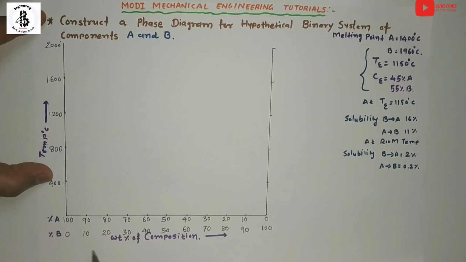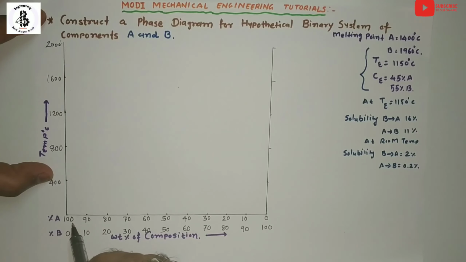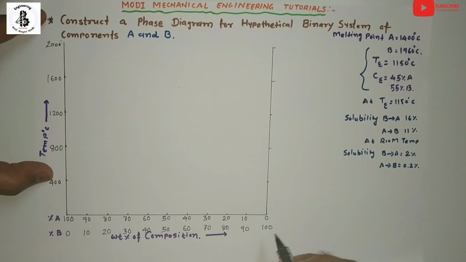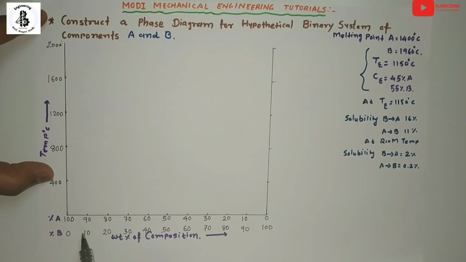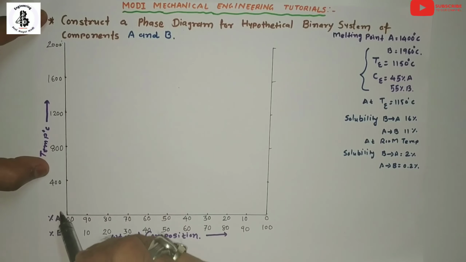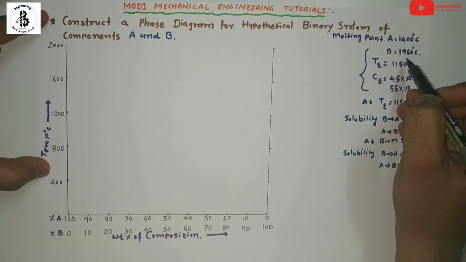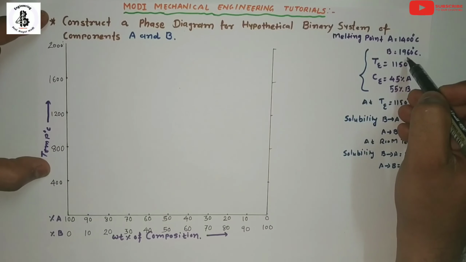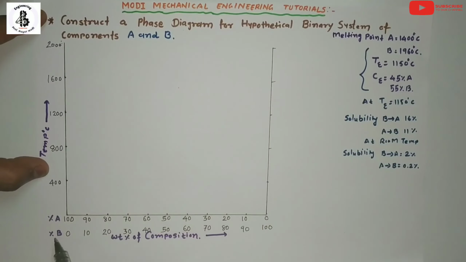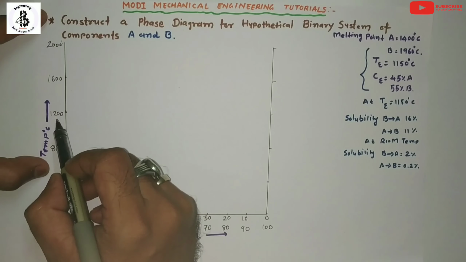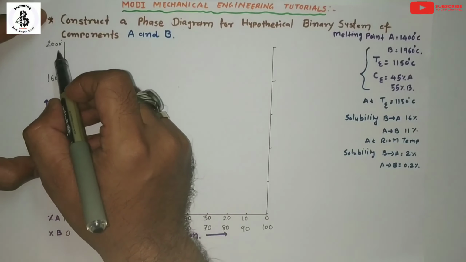On the x-axis, the left side will be 100% of A, and the other side will be 100% of B, divided in fractions of 10% of A and B. So it will be 90-10, 80-20, and likewise. And on the temperature axis, according to the given range, the highest temperature is around 1960 degrees centigrade, so the maximum limit will be 2000. So 400, 800, 1200, 1600, and 2000.